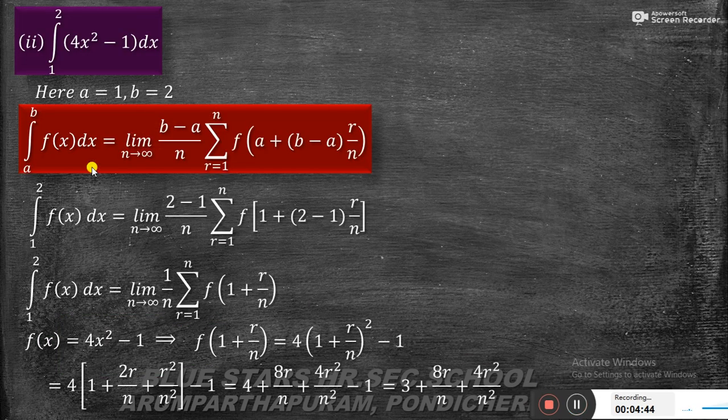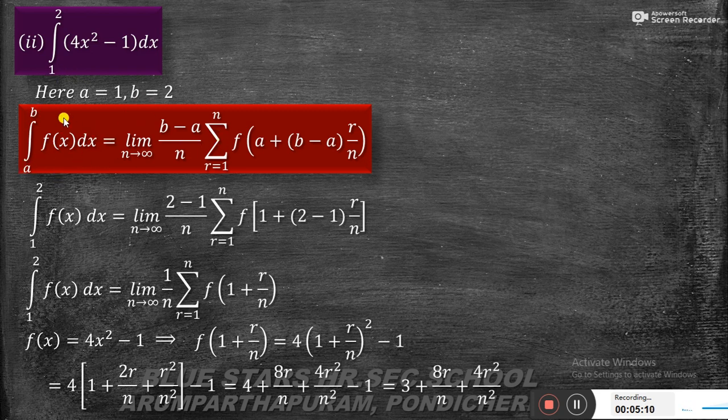We say next, subdivision 2 integral. You see the integral 1 to 2 of 4x square minus 1 dx. So here now I compare the given integration with the general integral, that means the integral a to b of f of x dx. a to b means a equal to 1, b equal to 2. Next, f of x means 4x square minus 1. So now here I write the formula.